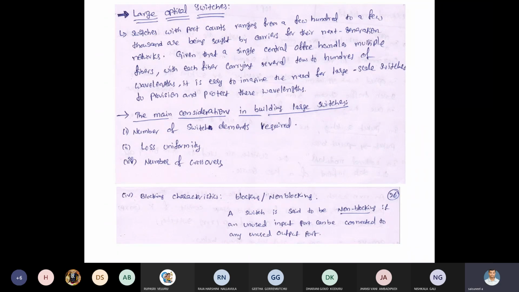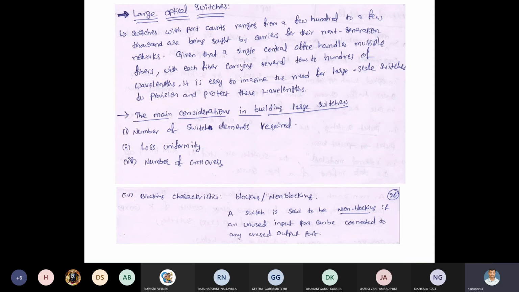Next, we have to go for large optical switches. Suppose the number of customers in a network is only 4. At that time, we need only a 2x2 switch. That is, a single switch is enough. But with 1000 customers in the network, in telecommunication networks, and 10,000, 1 million customers, or 10 million customers, at that time we have to go for large optical switches. For large numbers of customers, that's why we go for large optical switches.